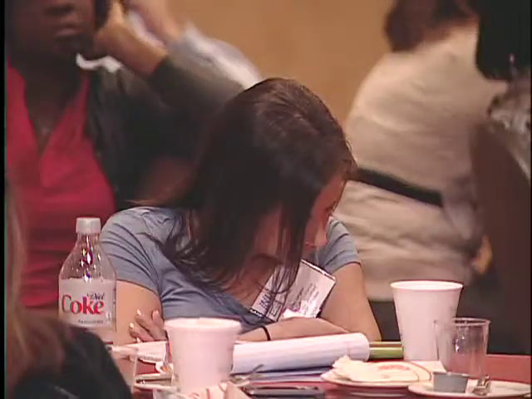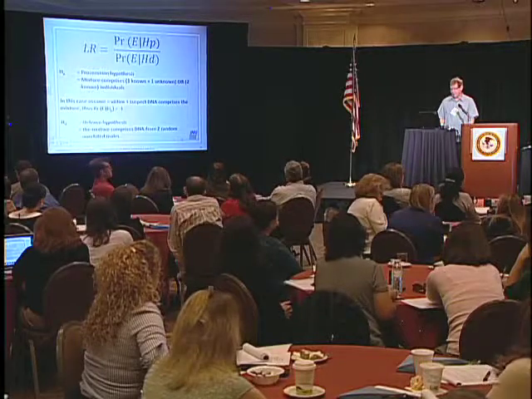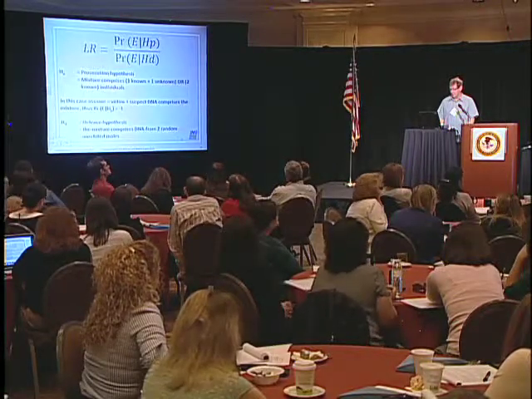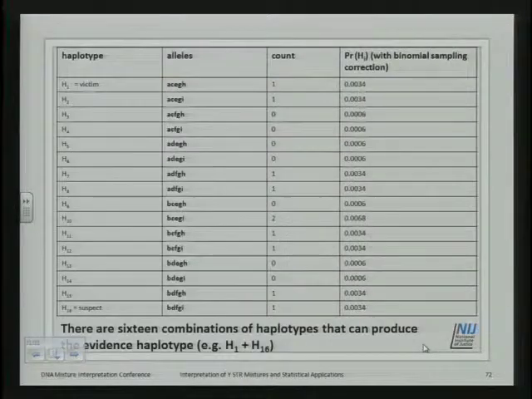Now, we could do the two unknowns, but we may as well use the same scenario here, the one known, the victim, and the unknown. So in this case, assume the victim plus the suspect DNA comprises the mixture. We have the known victim, and we now have the known suspect that has just come in, and he has the haplotype I just told you about, so that probability is 1. The defense hypothesis is that the mixture comprises DNA from two random unrelated males. Now we could say it could be from the victim plus one, but let's just do two random unrelated males.